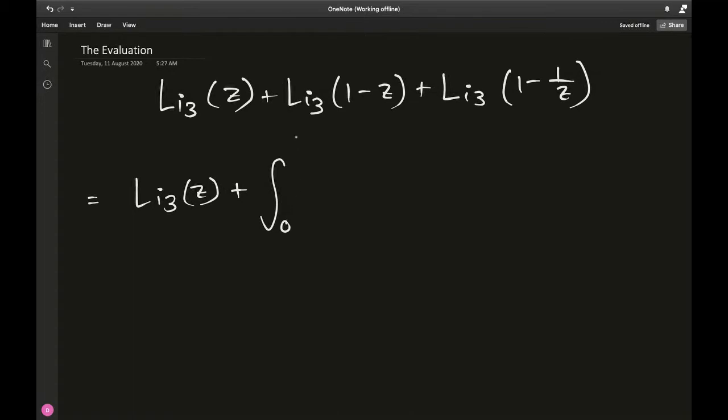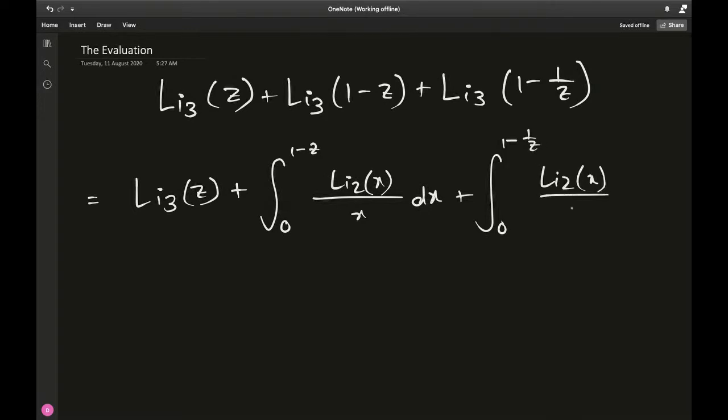So integral from 0 to the argument 1 minus z, logarithm of x over x dx, and in case you're wondering where these guys come from, please check out my last video. Dilogarithm of x over x dx. So now what I want to do is I want to make this upper bound more simple. So instead of having 1 minus z, I want to have a single variable like z. So for that I'm making use of the substitution x equals 1 minus y.